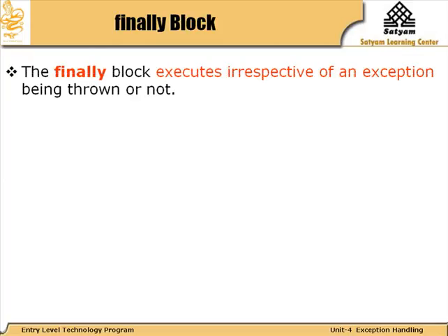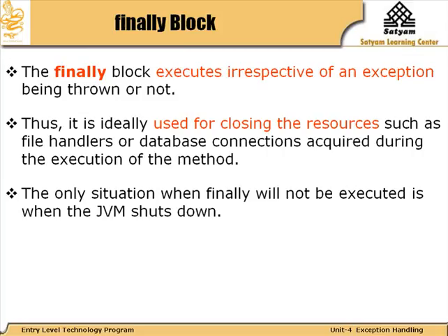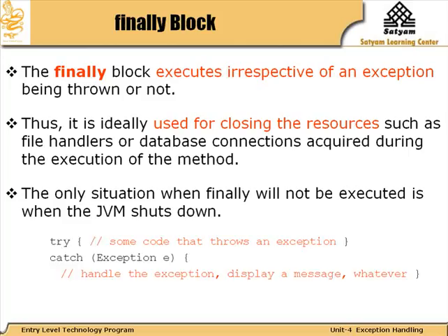Finally block. The finally block executes irrespective of an exception being thrown or not. Thus, it is ideally used for closing the resources such as file handlers or database connections acquired during the execution of the method. The only situation when finally will not be executed is when the JVM shuts down. Here is an example of how to create a finally block. The finally block is the last executed block.